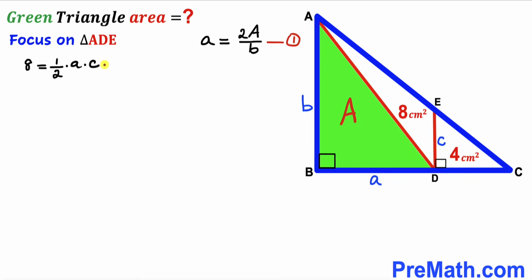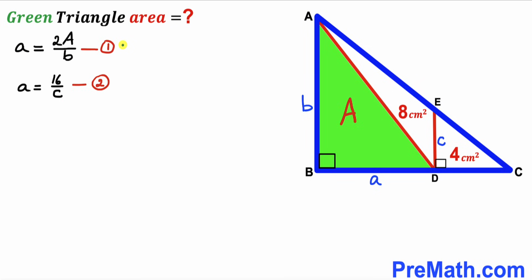Now I'm going to multiply both sides by 2 to remove this fraction. Here we can see the 2 and the 1 divided by 2 are gone. Therefore a times c is equal to 16. Now I'm going to divide both sides by c. Therefore lowercase a is equal to 16 divided by c. I'm going to label this as equation number 2.